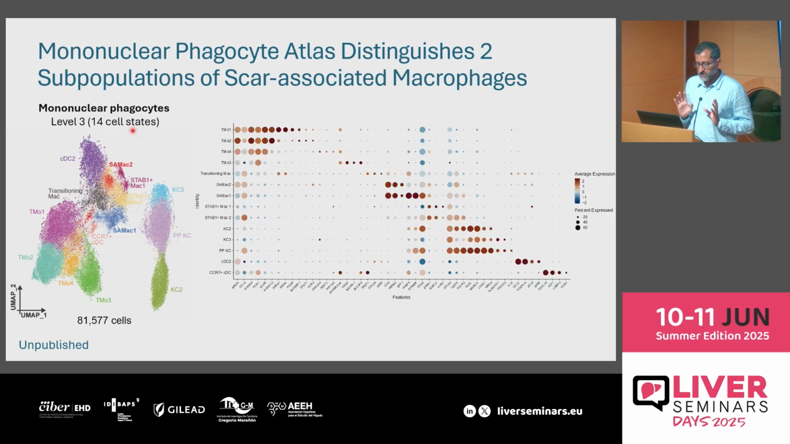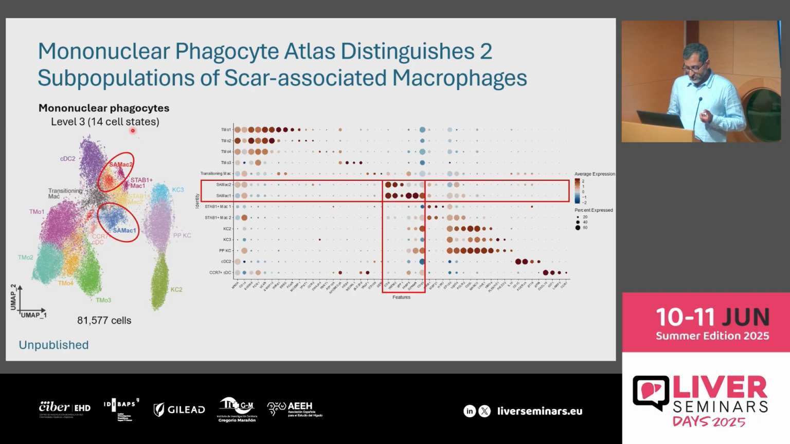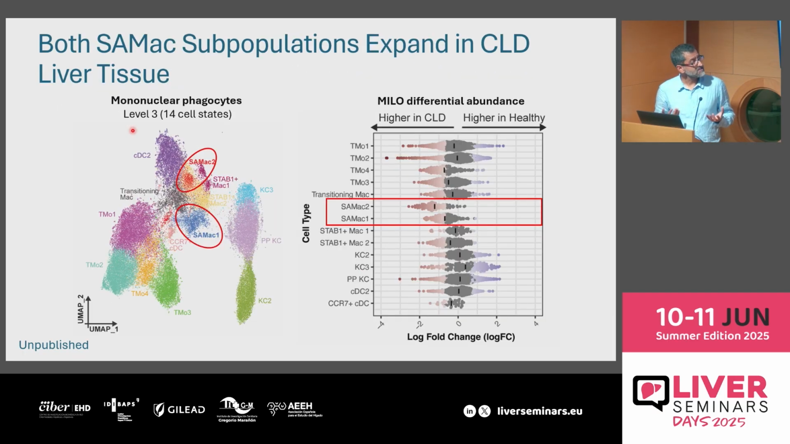So what we then did is we looked at the level 3 atlas of the macrophages, or mononuclear phagocytes, and we find 14 different cell states here. And if I draw your attention to these, we find there are 2 different types of scar-associated macrophage. Both of these macrophages express the markers we previously defined, so TREM2, CD9, etc. We wouldn't have been able to pull these apart in the original study, but now with more data, they're partitioning into 2 separate populations. We can show how they change in disease. Both of these populations expand in the context of CLD. You can see particularly scar-associated macrophage 2, but also scar-associated macrophage 1.